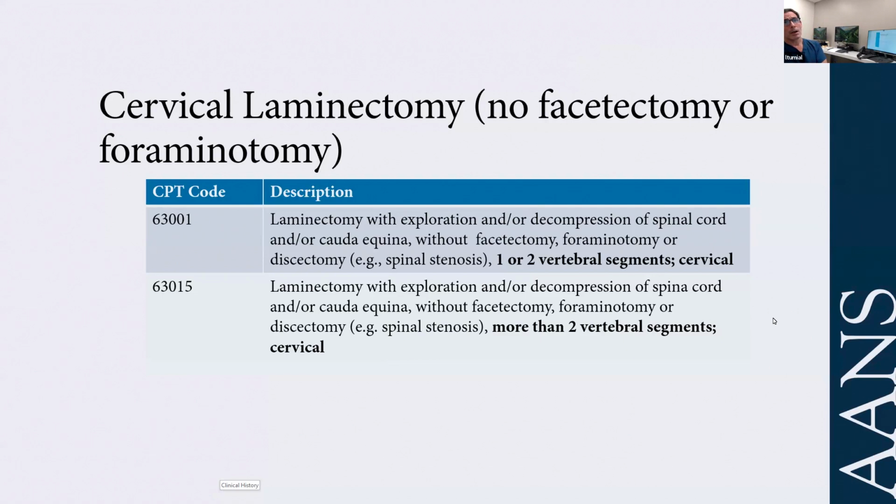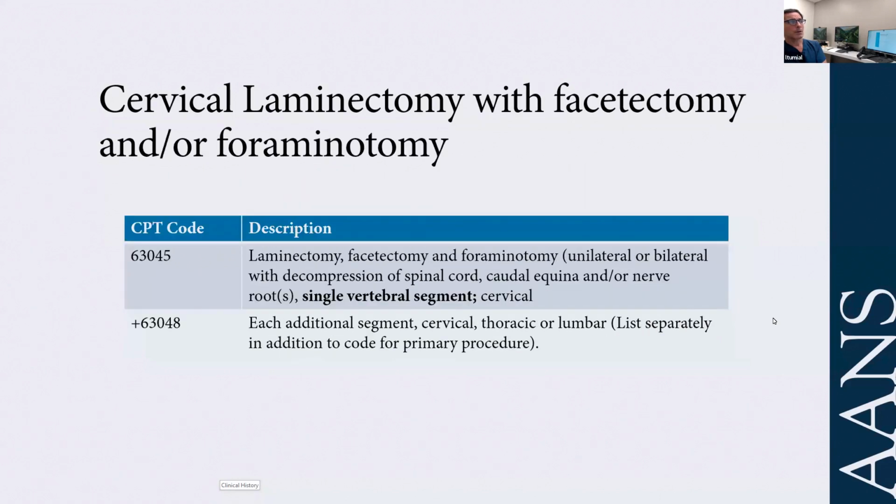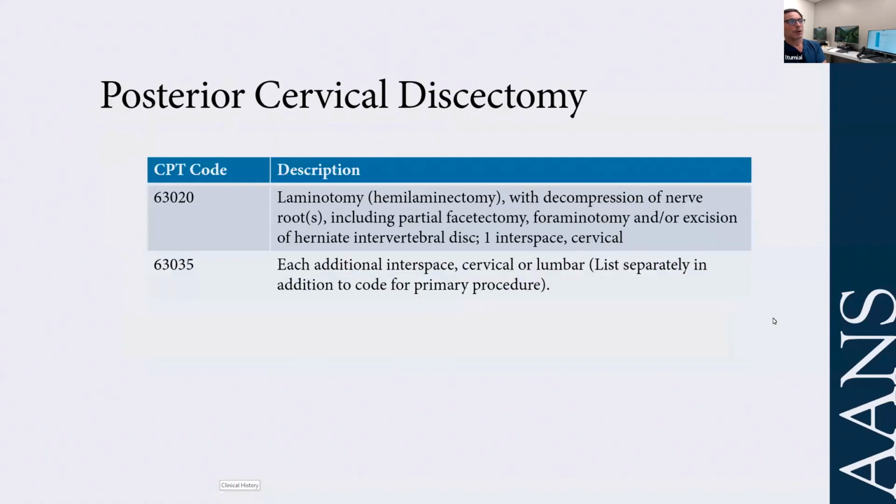But one of the common areas of concern is when you're doing a trough laminectomy, the lobster tail, as I call it. We are not doing a laminectomy at every level because we're not decompressing the nerve at every level. You're doing trough laminectomies, and 63015 covers that. This is a 63045. That's if you're actually going out and doing a decompression of the spinal cord and the nerve root for a single vertebral segment, cervical, and then if you're doing multiple levels, 63048. And this is just if you're doing a decompression.